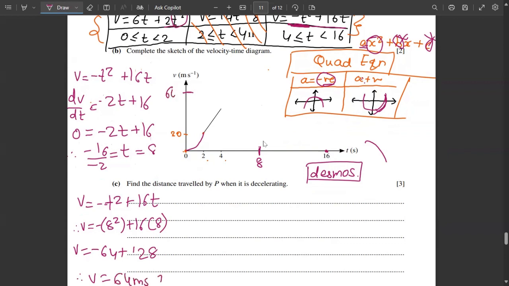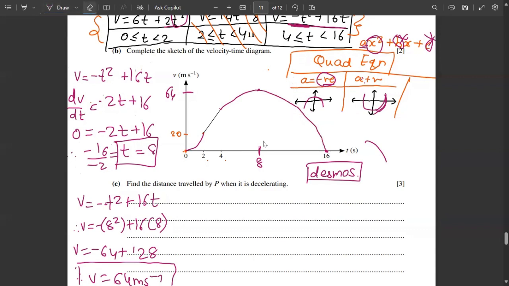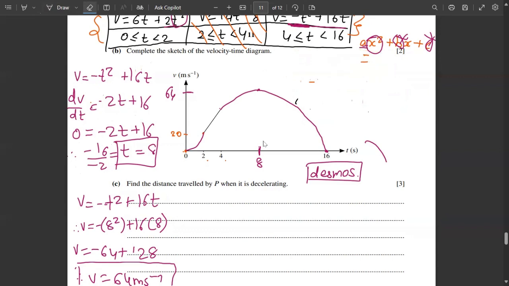So here let's label 64, and that will happen when time is 8 seconds. Velocity will be 64, and that is the maximum point of the graph. So the graph will look something like this. It has to be a sad face. Let me erase this orange line. This is our graph right here. And hence we have completed the sketch of the velocity time diagram.